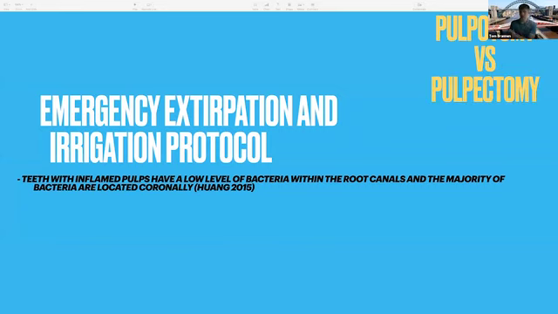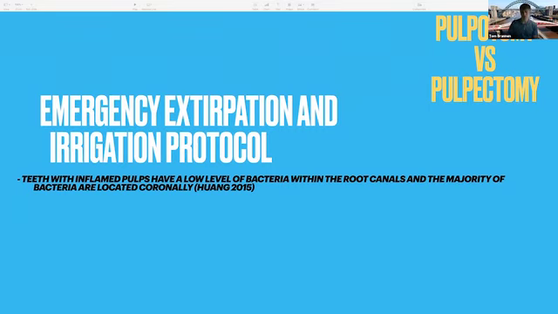Again, this is where I mentioned: is it a pulpotomy or is it a pulpectomy? Now, as I showed you in that picture, the majority of the bacteria are going to be in the coronal part, so you really just want to be removing those, and that's going to stop that inflammatory cascade going on inside the tooth. But if you have time, there's no point putting them in if it's an irreversibly inflamed tooth, as there's not many bacteria there.